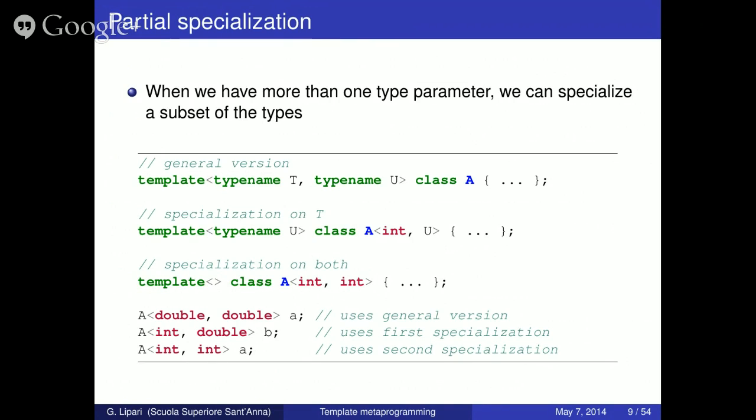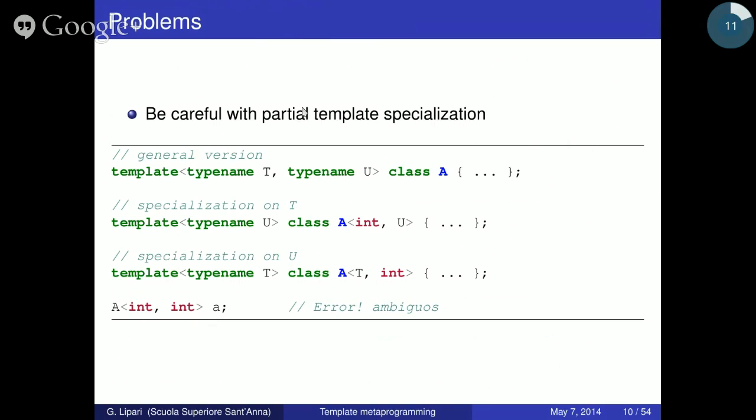Now you have to be careful when you do these things. You can become ambiguous. For example, suppose you have a general version T and U. Then you specialize on the first one, and you specialize on the second one, but you do not specialize on both. Then when you write a int, there are two equally good matches, and the compiler doesn't know which one to choose, so it will tell you, hey, it's ambiguous, I don't know which one to choose. I cannot do it at random, of course, so you have to tell me how to do that. Okay?